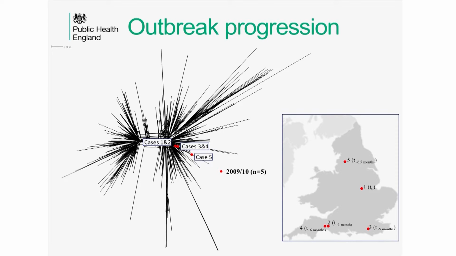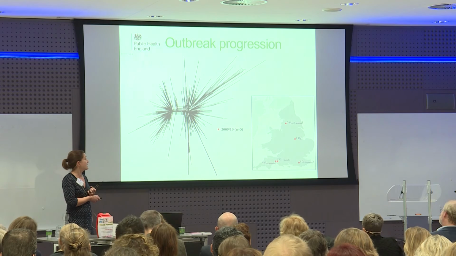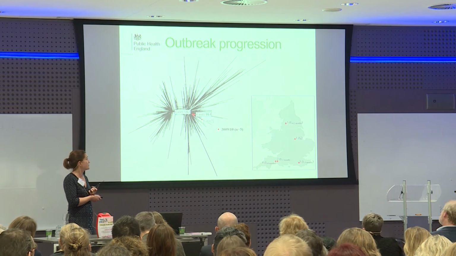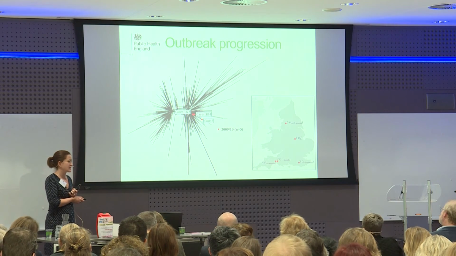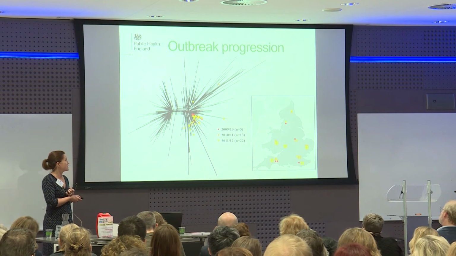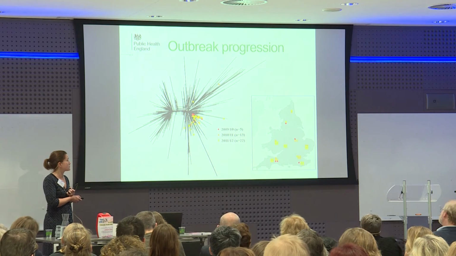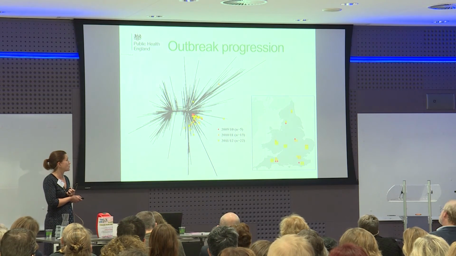What Jay then went on to do was look at the distribution of cases within England and Wales. Here we can see the first 5 isolates available in 2009-10, and these were located very closely together on the phylogenetic tree. And as we move through time, we see the spread of this strain across England and Wales.